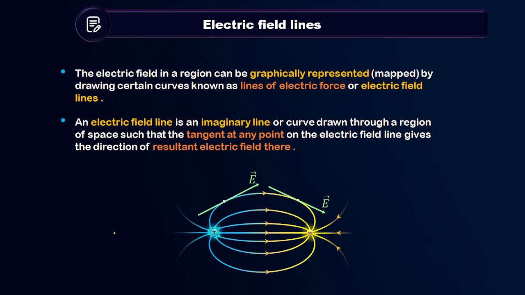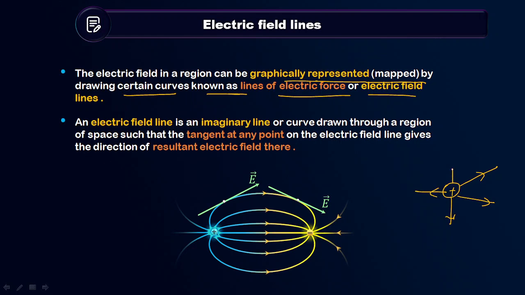So very important. So what are electric field lines? Electric field in a region can be graphically represented or mapped by drawing certain curves known as lines of electric force or electric field. Suppose there is one charged particle, plus. Now can I say that the electric field will be in this direction, radially outward, due to this charge, right? So we can draw these lines.